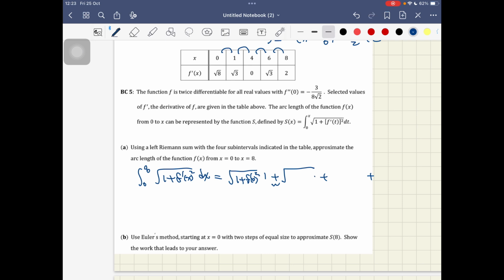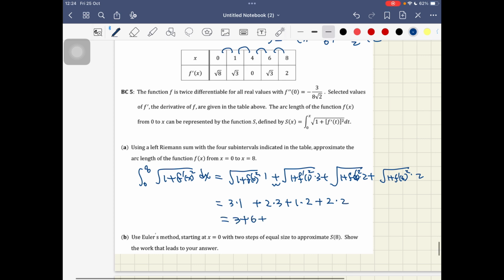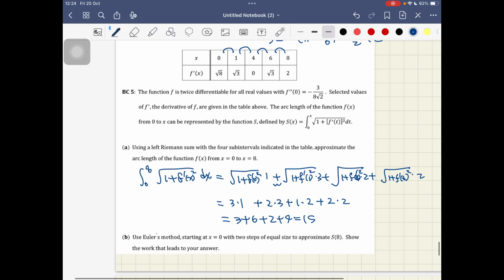So this is 1, and this is 3, this is 2, this is 2. 1 plus f prime of 1 squared, 1 plus f prime of 4 squared, 1 plus f prime of 6 squared. So square root of 9, which is 3, times 1. Square root of 4, 2, times 3. Square root of 1 times 2. Square root of 4 times 2. So 3, 6, 2, 4, which makes 15.